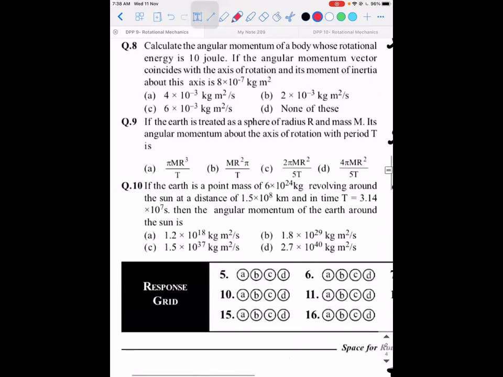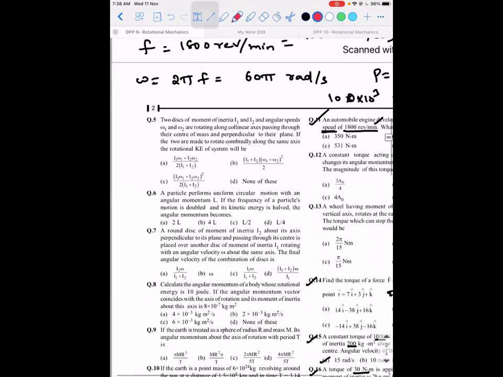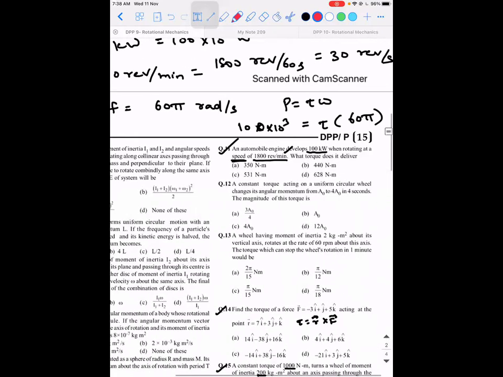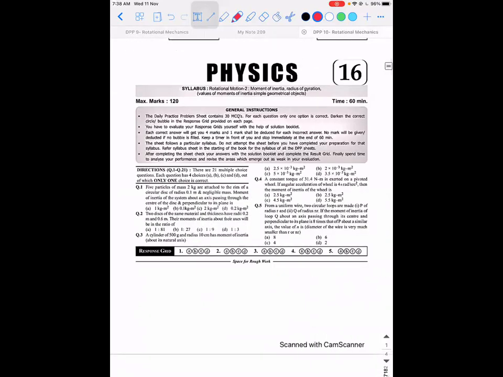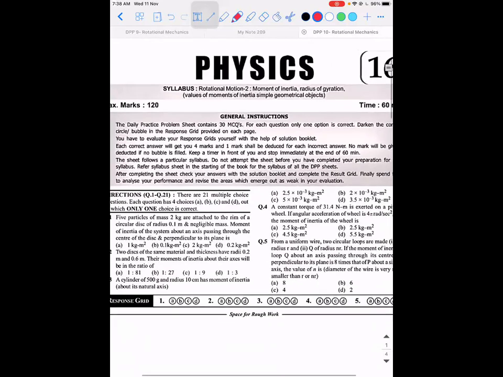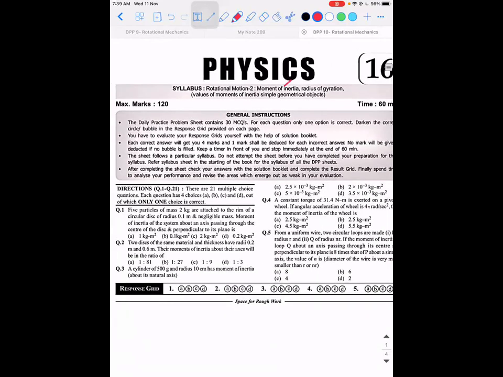That's it. So these are all some problems which are based on conservation of angular momentum. Now the next concept that we are going to discuss is moment of inertia and radius of gyration. That is, we will see the values of moment of inertia of simple geometrical shapes. Whatever was there in your CBSE is only what we are going to see.